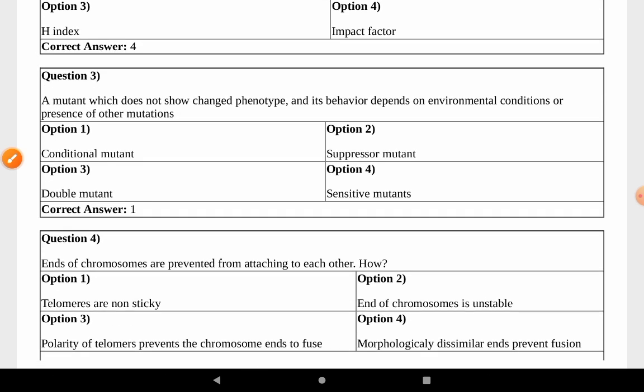Our next question is a mutant which does not show change in phenotype and its behavior depends on environmental conditions or presence of other mutations. Conditional mutant, suppressor mutant, double mutant, or sensitive mutant. So the correct answer is option 1, conditional mutant. So conditional mutant's behavior depends on environmental conditions.